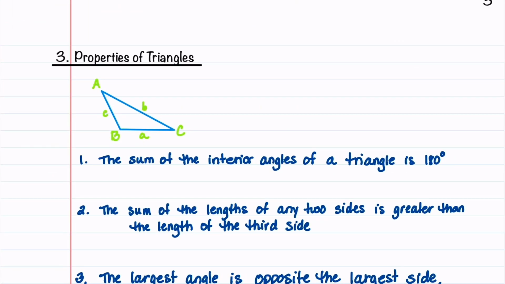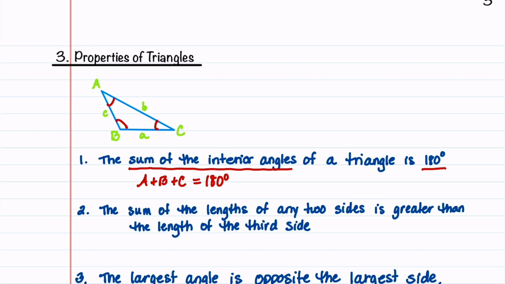In this next section, we'll look at three properties of triangles that are helpful to know when we're working problems with triangles. The first property says that the sum of the interior angles of a triangle is 180 degrees. So if we look at our picture and look at the labels in our picture, we can say that angle A plus angle B plus angle C is 180 degrees. And it might help if we go ahead and add angles to our picture.